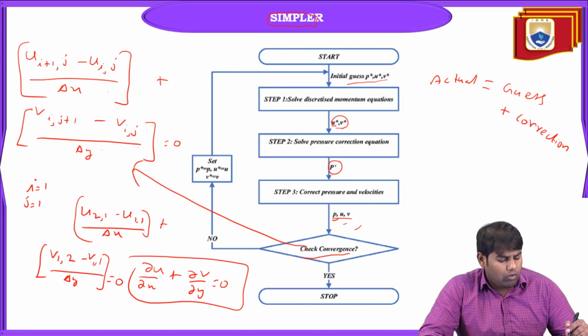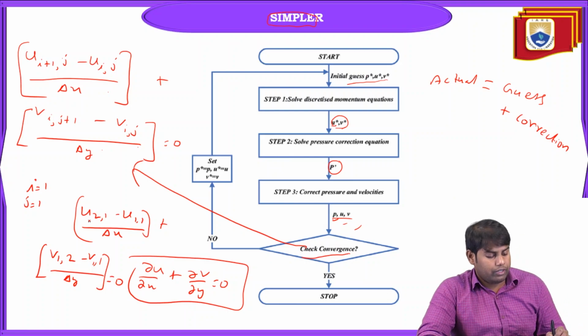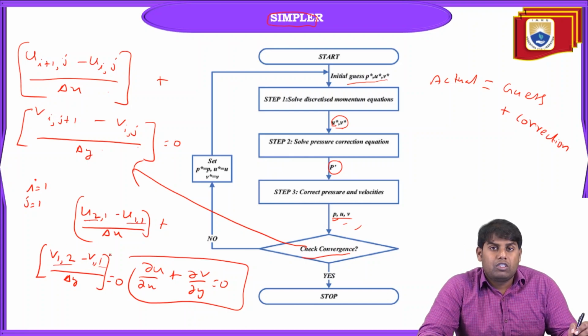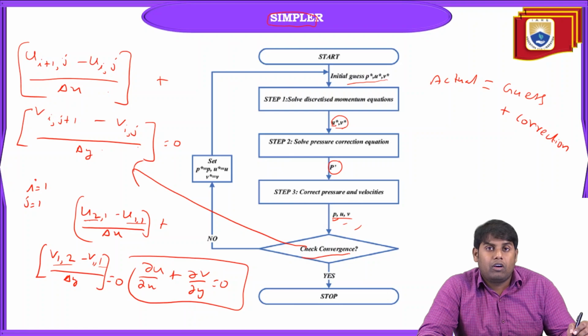So the residue term, whatever we get, will act as an error term. When you substitute values here, u2 comma 1, u1 comma 1, v1 comma 2, v1 comma 1, the value we get is, let's say, 1e minus 3, or 1e minus 4, or 1e minus 2.